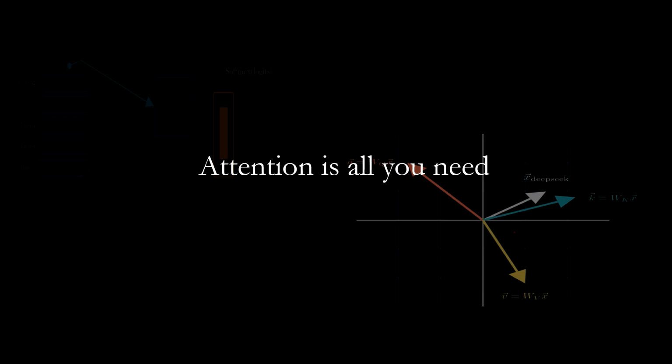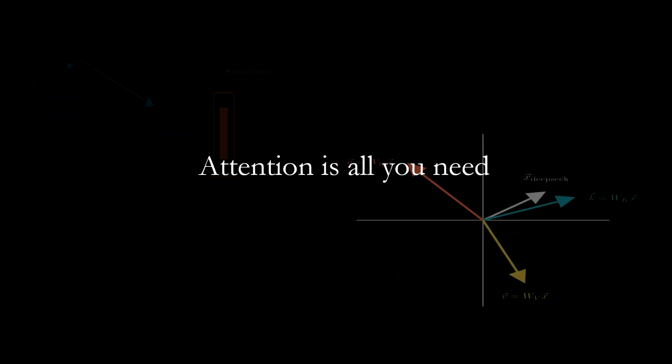In 2017, a single paper changed artificial intelligence forever with four simple words. Attention is all you need. But what does that attention actually look like inside a large language model? How does math transform static words into context-aware reasoning?